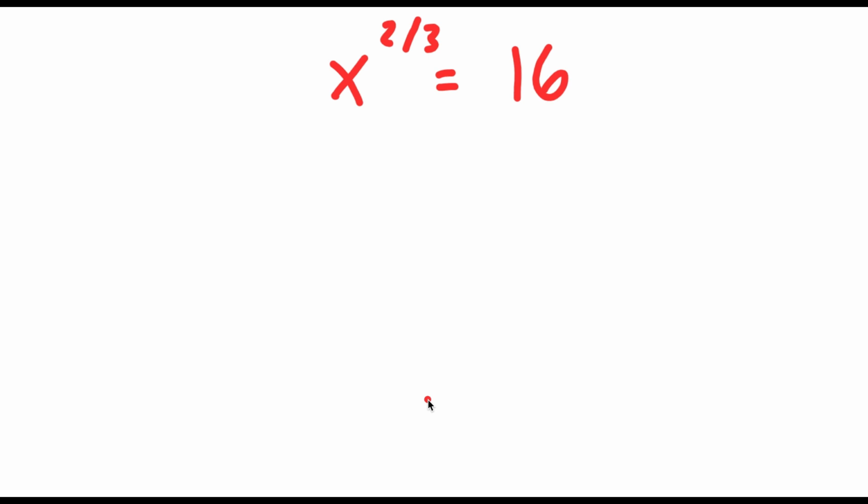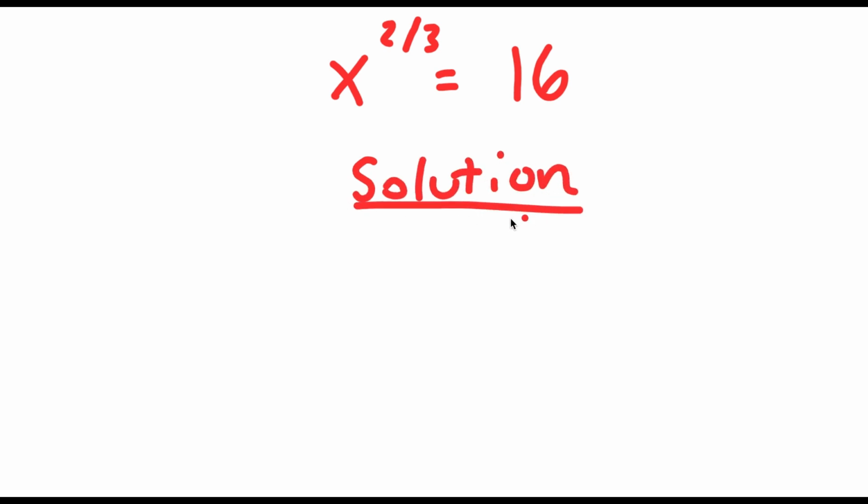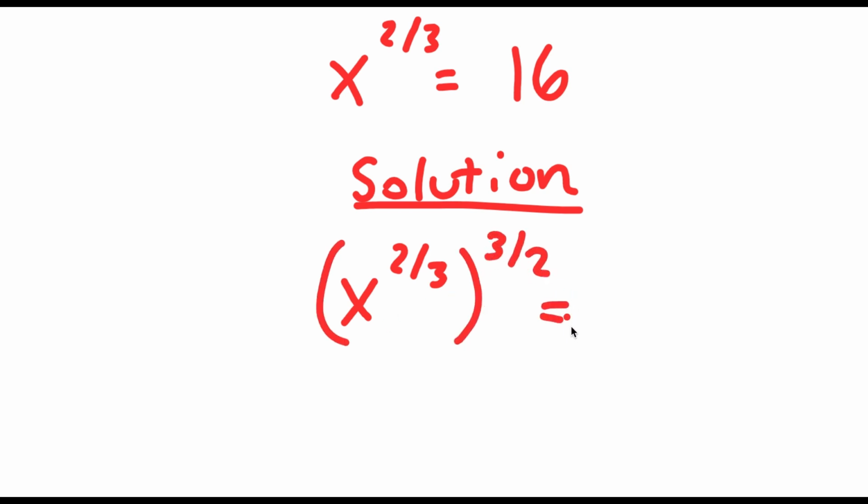Alright, so in this problem, I have x to the power of 2/3 is equal to 16. So for my solution, I'm going to first start by taking the power of 3/2 on both sides. So now I have (x to the power of 2/3) to the power of 3/2 is equal to 16 to the power of 3/2.